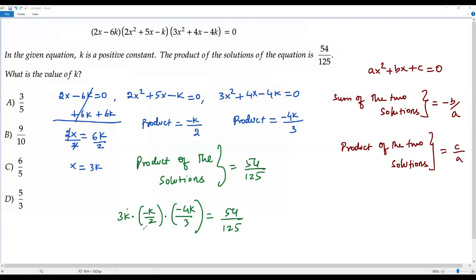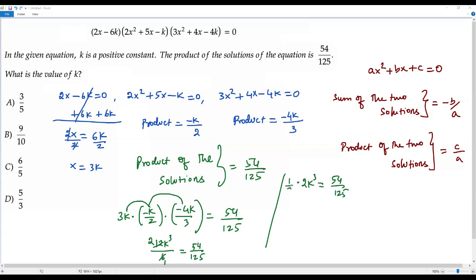Now we can multiply: negative 3k times negative k will become negative 3k square. Negative 3k square times negative 4k will become positive 12k to the fifth, or rather 12 k cube over, when I multiply the two denominators 2 and 3, I'm getting 6, equals 54 over 125. 6 goes into 6 one time and 6 goes into 12 two times. So I'm getting 2 times k cube equals 54 over 125. Now my aim is to solve for k. For that, I have to get rid of this 2.